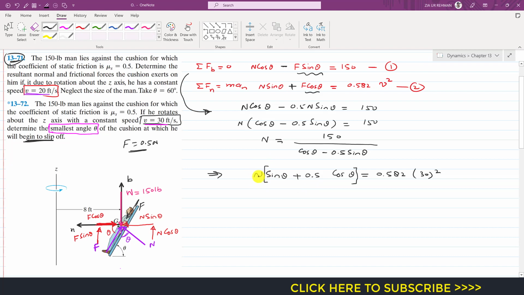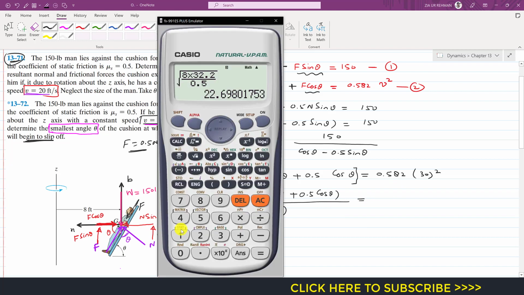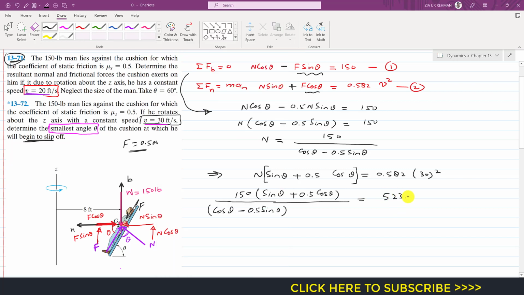And now we can replace this N by this equation. So we can write that this is 150 divided by cos of theta minus 0.5 sine of theta, into sine of theta plus 0.5 cos of theta, and this will be equal to 0.0582 into 30 square, which is 523.8.